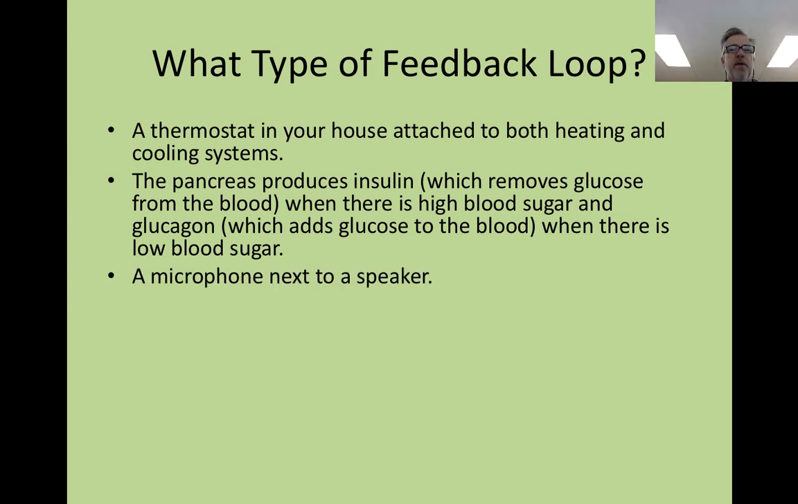Here's another one. How about a microphone next to a speaker? You speak into the microphone. It comes out of the speaker, which is now the input. What is that? You can pause the video if you need to. But most of you have probably figured out, oh my God, that is such a positive feedback loop, because the noise coming out of the speaker now is an amplified input to the microphone, which creates an even more, and you get that ear-piercing screech, positive feedback.